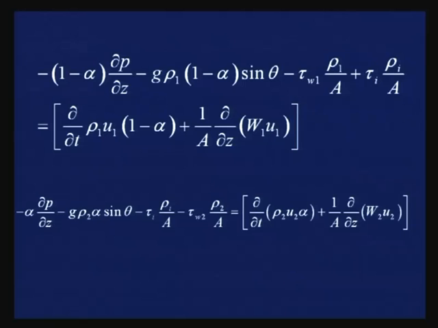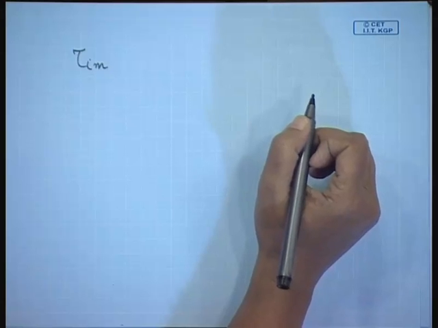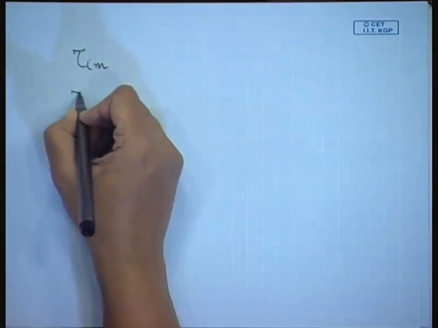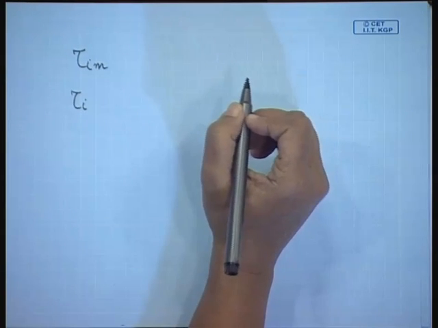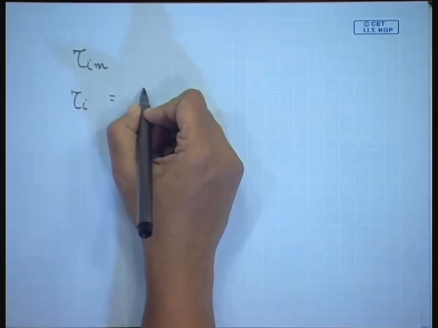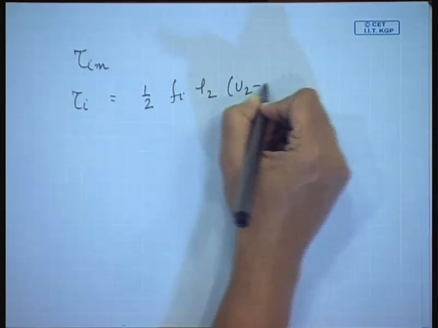Now, in this particular case, normally we do not have much data on this. So, what do we do? We assume that in presence of mass transfer, the tau I can be expressed in terms of tau I m, okay? And in absence of mass transfer, we can express it in terms of tau I, which we have already defined. Now, this tau I, what is this? We can define it as half Fi rho 2 into (U2 minus U1) square.